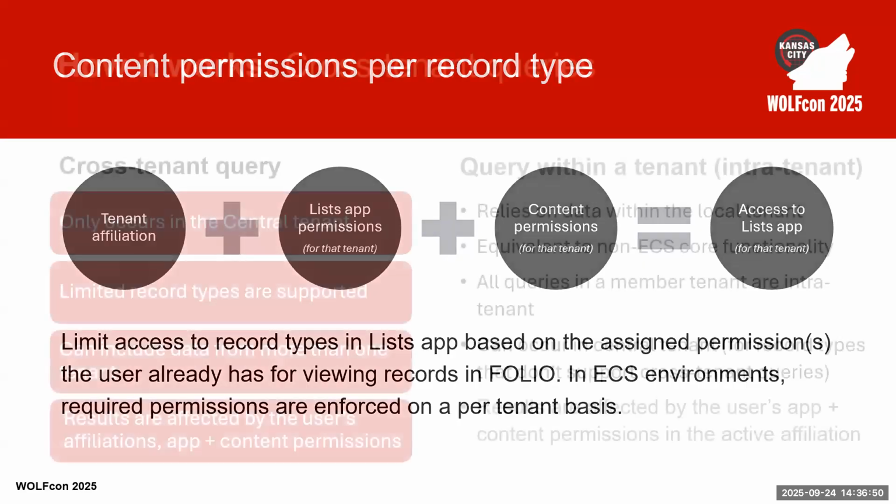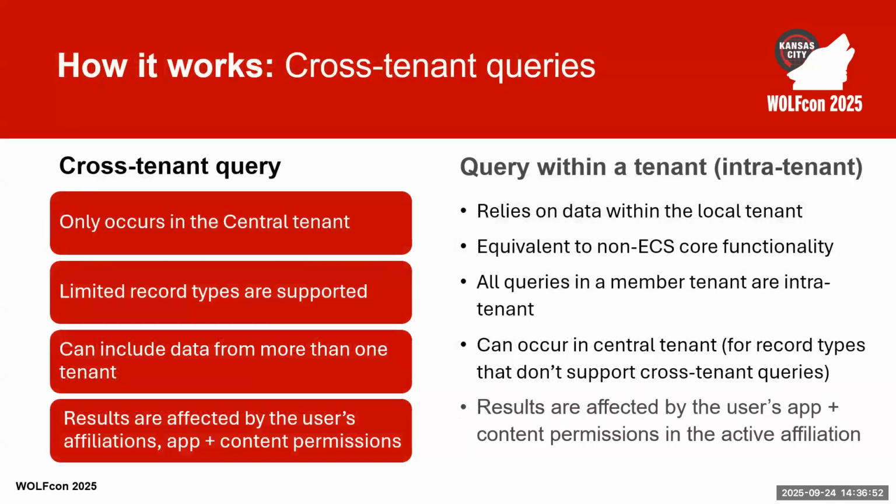I'm also going to briefly cover the idea of cross-tenant queries. Again, this is only going to be in an ECS or a consortial environment. It happens when you're specifically in the central tenant, you're able to create a list of records that can include data from some of the other member or data tenants. So this is specific to select record types. Currently, it is limited to inventory instances, holdings, and item records.